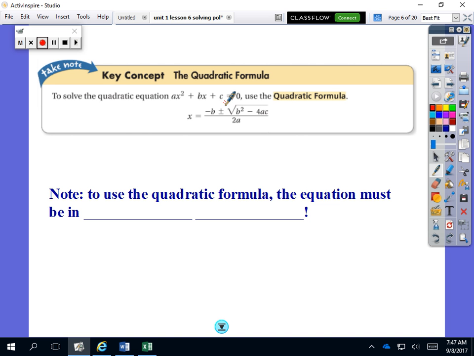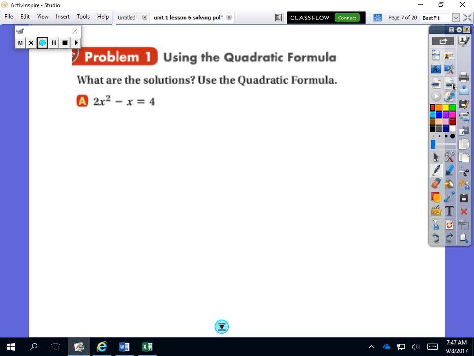You can only use the quadratic formula if your equation is in standard form. In other words, if you have a number or letters or any terms on the right hand side, you need to move those to the other side so that you have 0 on the right hand side. So, standard form. I'm just going to do a couple of examples because you did do some for your homework last night.